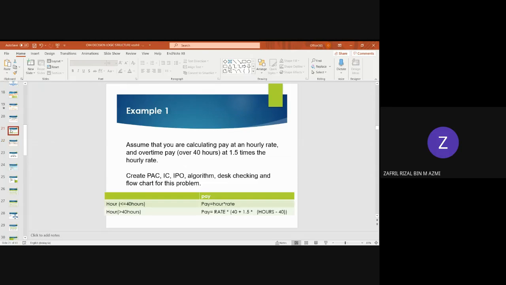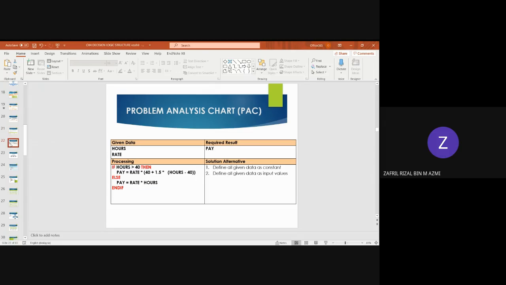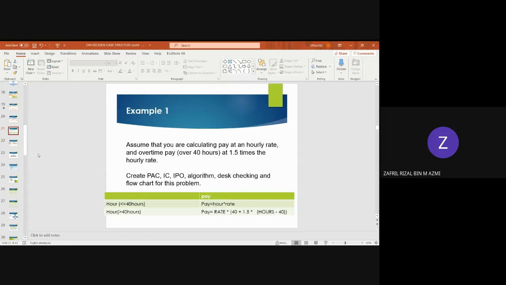Okay, so what should you put inside the PAC? In the given data you should put the inputs. There are 2 inputs. The first input is the user needs to enter the hours, the total hours that they work. Let's say if they work normal hours without overtime, the maximum is 40 hours, so they will enter 40.